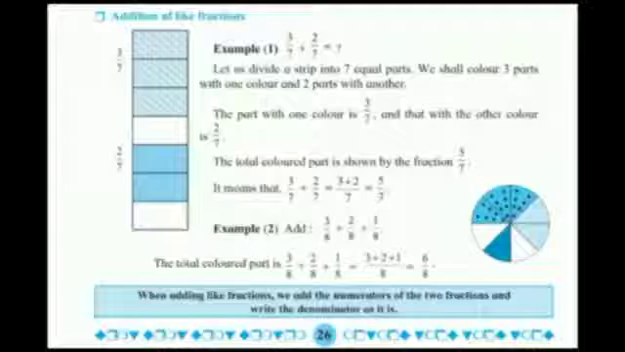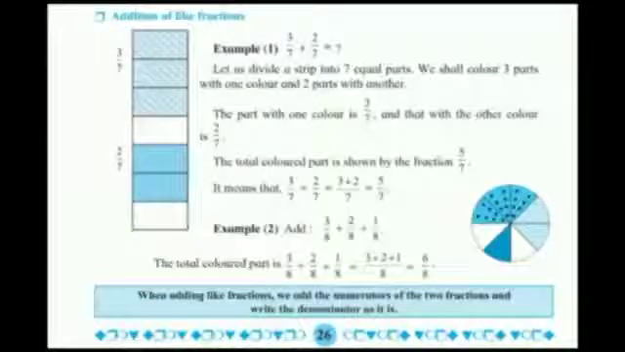The total colored part is 3 upon 8 plus 2 upon 8 plus 1 upon 8 is equal to 3 plus 2 plus 1 upon 8. Okay, so they have kept the denominator the same and they have written it only once because the denominator is the same. So you will do 3 plus 2 plus 1 upon 8. So that is equal to 6 upon 8. Understood how to do the addition?